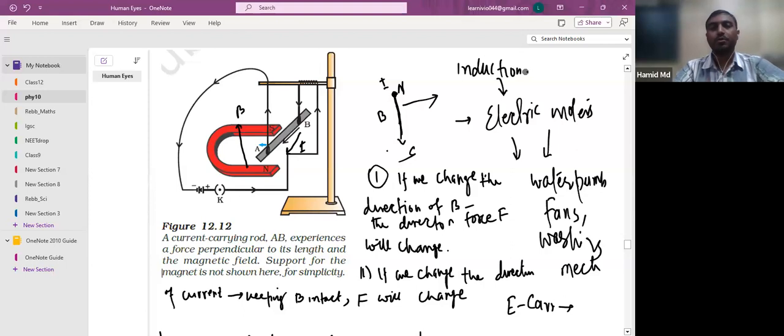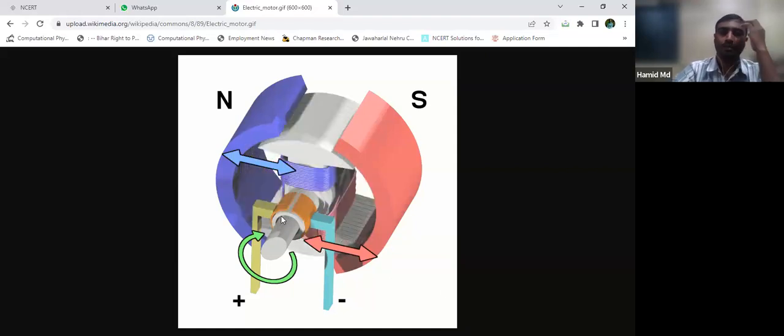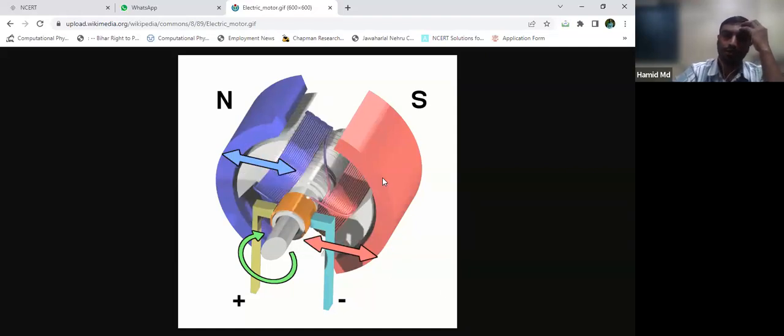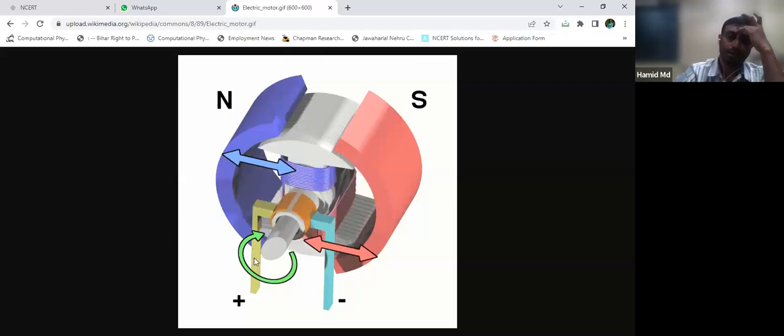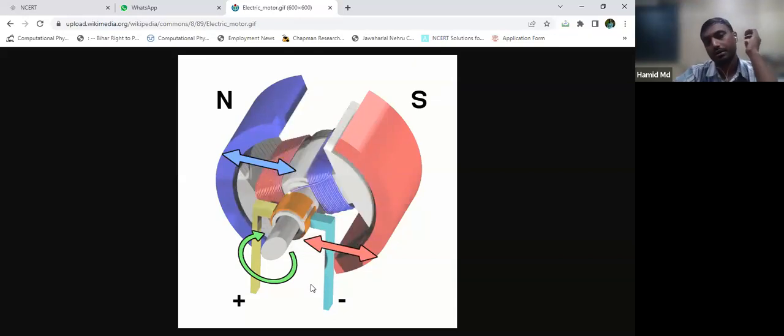Okay. So how a typical motor works, let me show you this animation, because I know you guys remember the animations most. So this is the motor, right? This is north to south, the magnetic direction. And from positive to negative is the direction of electric current. Clear?